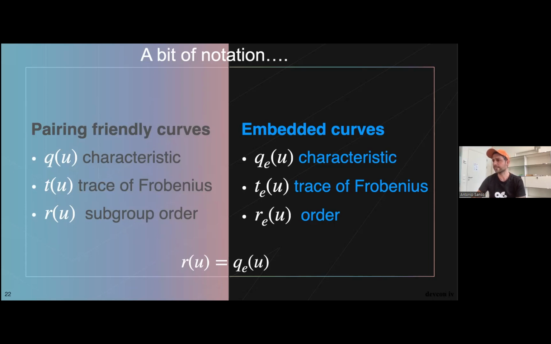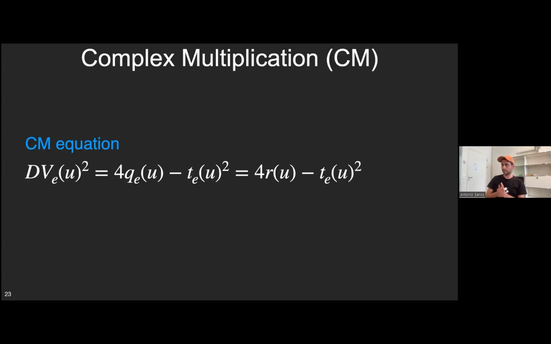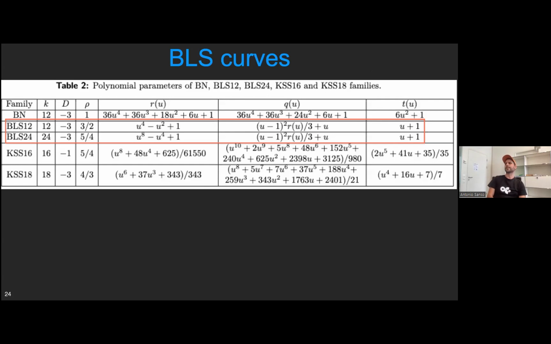Now, how does this help us? What do we want to do? We want to solve again the CM equation, but for embedded curves. So we start from the same equation as before, and as you can see, we can substitute q_E(u) with r(u), because again the scalar field of BLS12-381, or the scalar field of the parent pairing-friendly curve, is the base field of the embedded curve. And now, how can we solve this for BLS, for example? I'm showing you the solution for BLS, but this will work the same for BN and KSS.